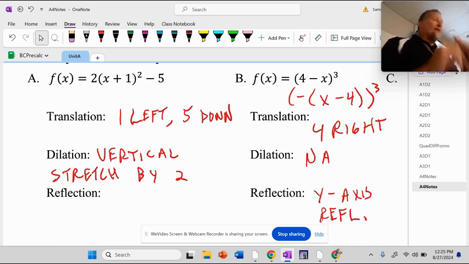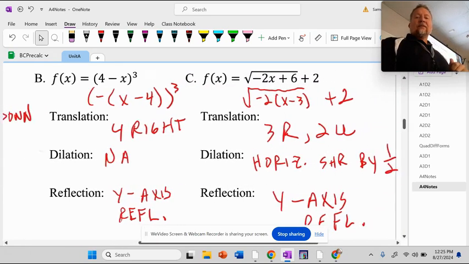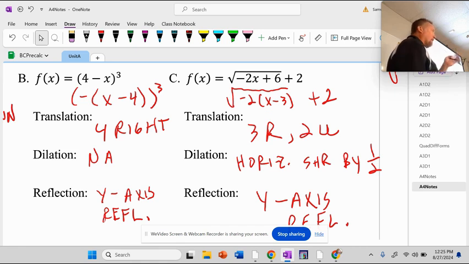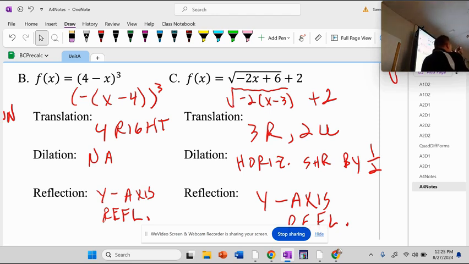Then here we go. Then the last one. Did you get that right? First of all, 3 right, not 3 left. And then 2 up. Not 6 right or left either. So you must factor out that negative 2 on the inside to properly see the right-left shift. So it's actually 2 right because that becomes minus 3. Then it's the dilation thing. I have a 2 on the inside, so that's a horizontal shrink. It's an inverse relationship by a factor of a half. And then it's a y-axis reflection.